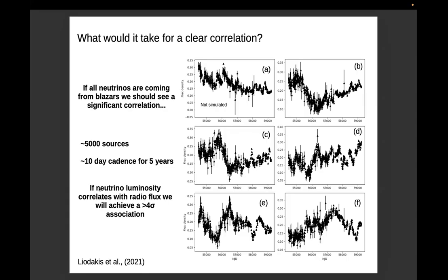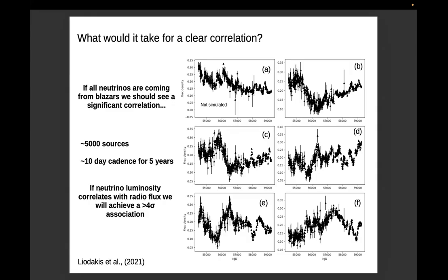Nevertheless, we figured out that if you have a large enough sample, say 5,000 sources with a relatively good cadence, and you accumulate neutrinos at the same rate as we do today, you might actually have enough statistical power to say something. Unfortunately, such a survey doesn't exist, and we're going to have to wait for the large-scale experiments to come online in several years before we can actually do something about it.